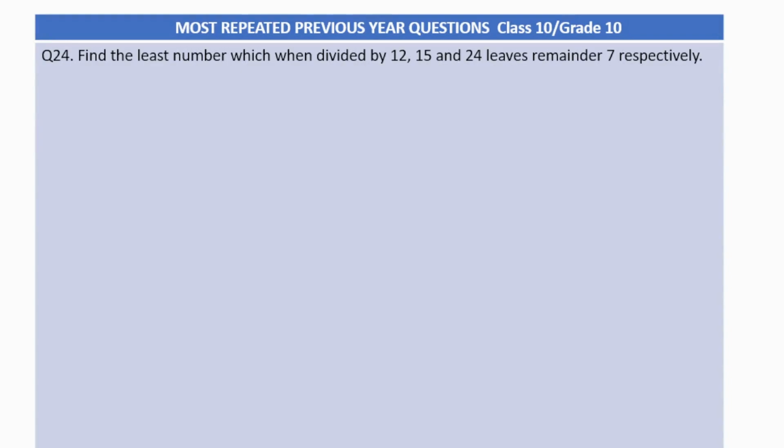Now let's start with the next question. The next question says, find the least number which when divided by 12, 15 and 24 leaves remainder 7 respectively. That means that number, let's say N. N when I divide with 12, it's not getting fully divided. Remainder 7 remains. Similarly, when I divide with 15, exactly the same remainder remains, not getting fully divided. And when that number gets divided with 24, then the same remainder 7 remains.